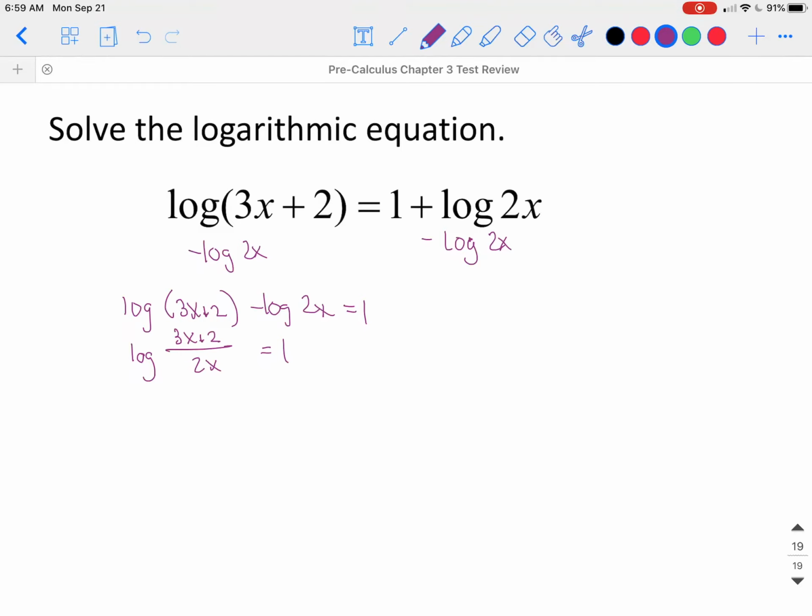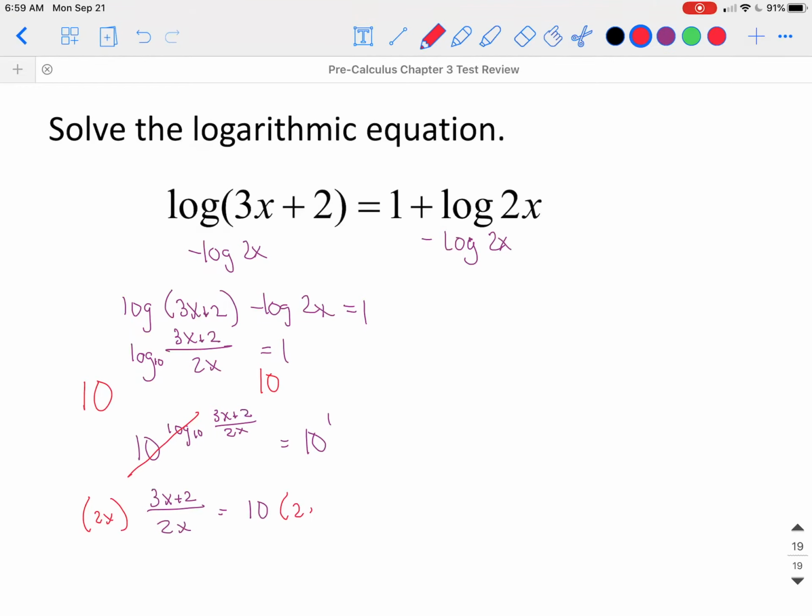Now remember, if it's just plain log, it actually means this is log base 10. So we can raise everything so that these are our exponents, and we have a base of 10. So this is 10 raised to the log base 10 of 3x plus 2 over 2x is equal to 10 raised to the first power. Now on the left side, the 10 and log base 10 are going to cancel. So you're going to be left with 3x plus 2 over 2x, and 10 to the first power is just 10.